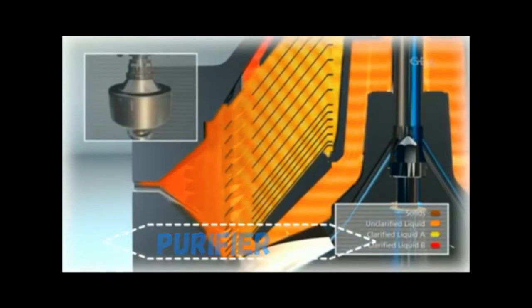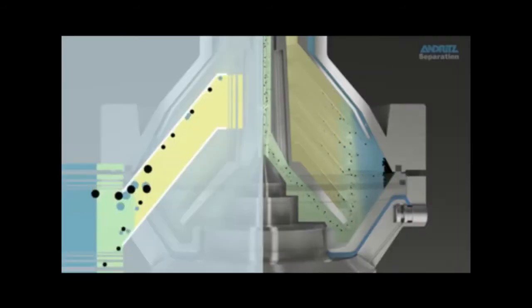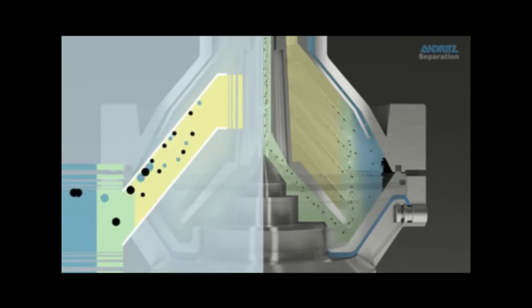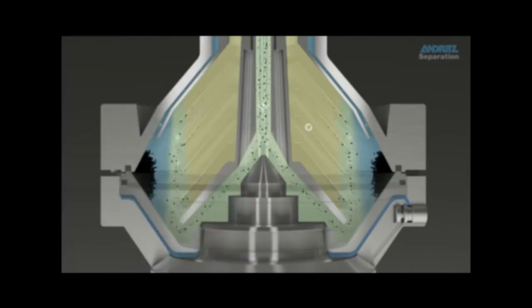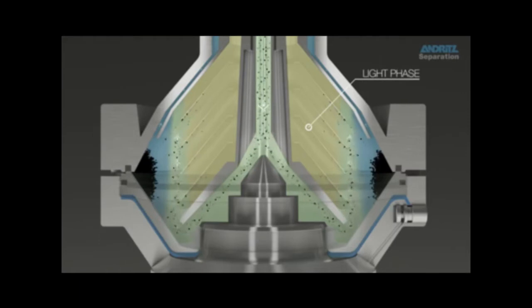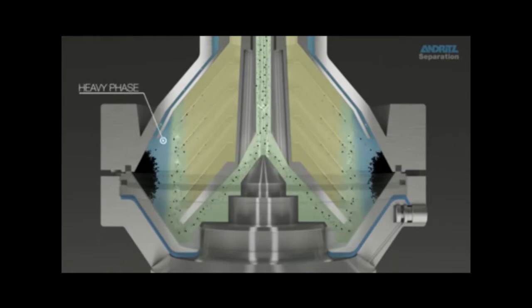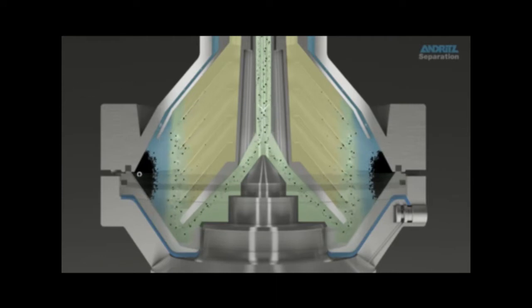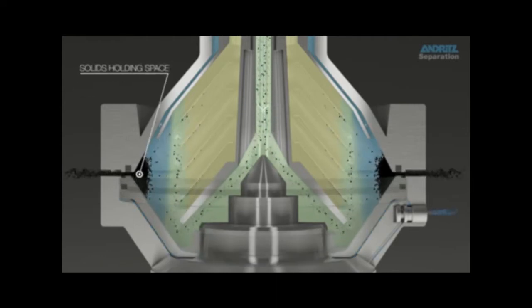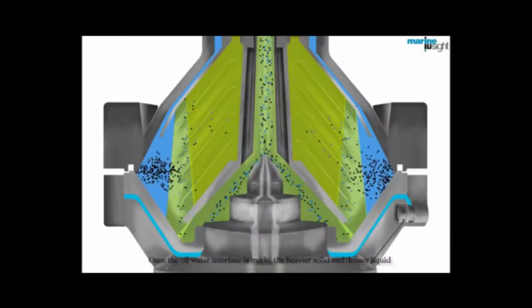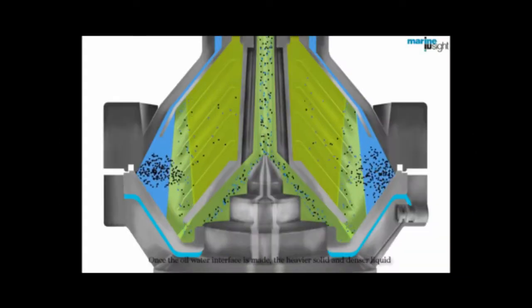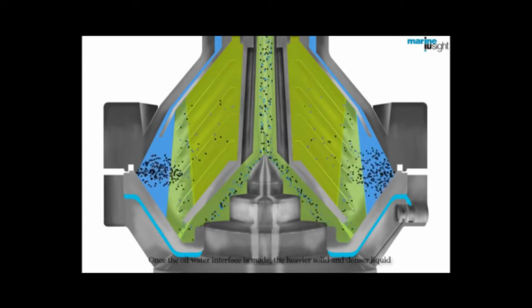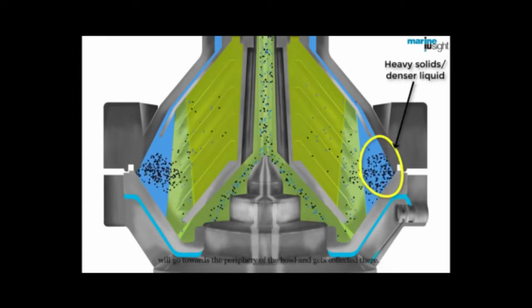Purifier. Used for the separation of two liquids of different densities, example, fuel and water. Working principle of purifier. The centrifugal separation of two liquids, such as oil and water, results in the formation of a cylindrical interface between the two liquids. The positioning of this interface within the centrifuge is very important for correct operation.